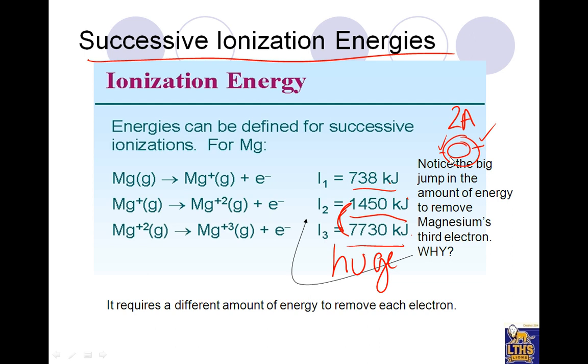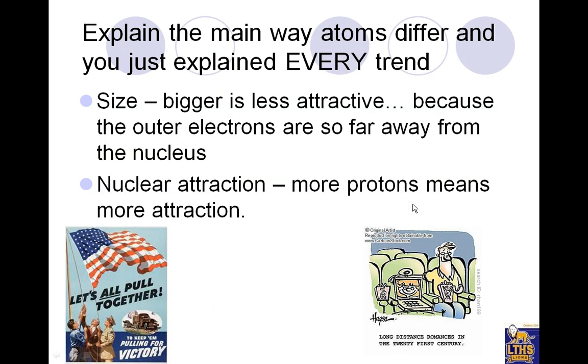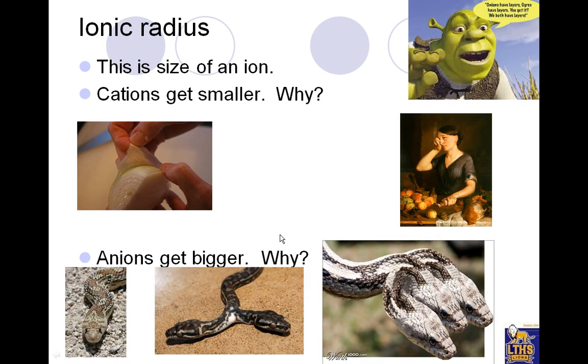All right, so each electron takes different amounts of energy to remove, but when there's a huge gap between one electron and taking the next one, then you're probably going from valence to core. Okay, so explain the main way atoms differ, and you can explain everything. So what is it? It's about atomic size. Bigger atoms are less attractive because the outer electrons are so far away from the nucleus. Right? Nuclear attraction. More protons means more nuclear attraction. So we can explain stuff in terms of atomic size.